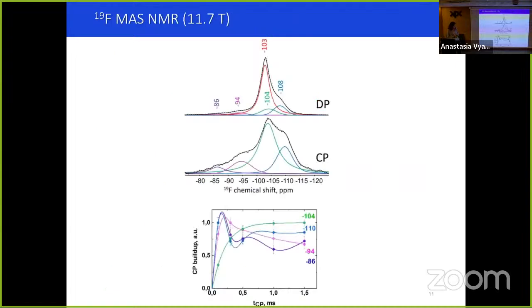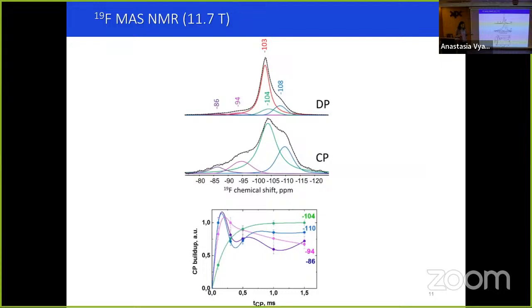So we start with NMR on fluorine and apply also the two approaches which I have shown before, direct polarization and cross polarization. If we look at the upper spectrum, we see the presence of four components. The dominant one, the red one, is located at minus 103 ppm, which is a signature of fluorapatite.